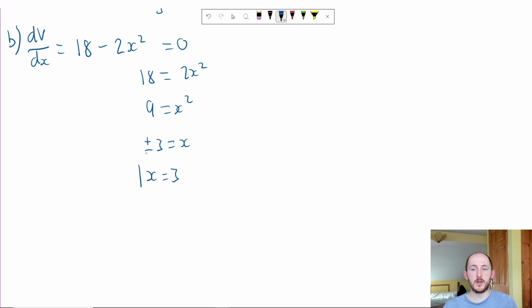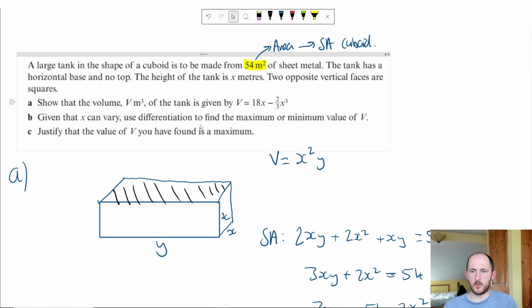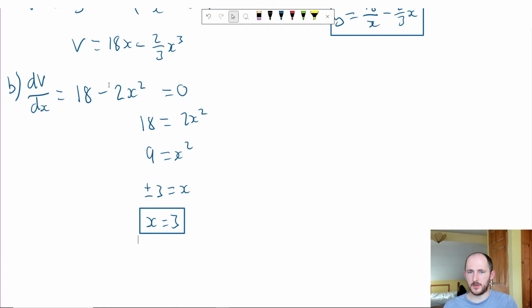Is that my answer? No. Because it says, work out the maximum or minimum value of V, not of x. You need to then resub this back into the original equation to work out what the maximum or minimum value of V is at this value of x.